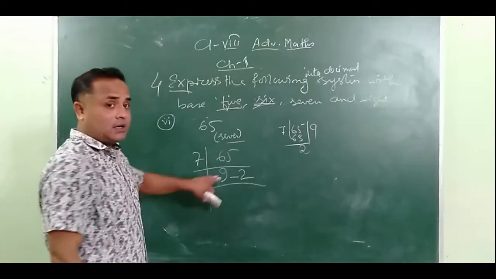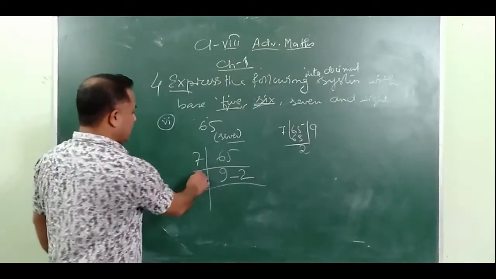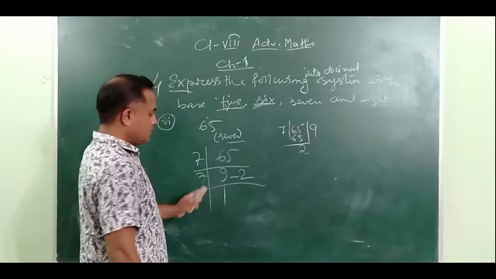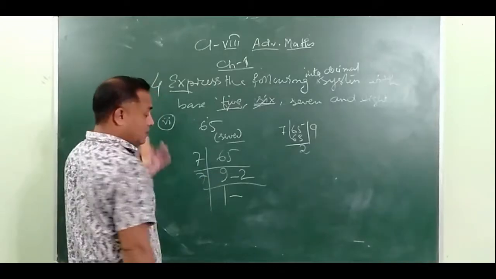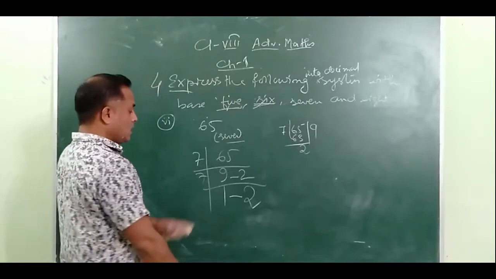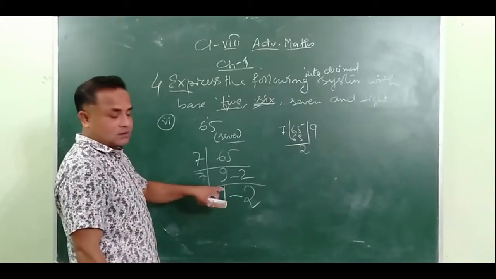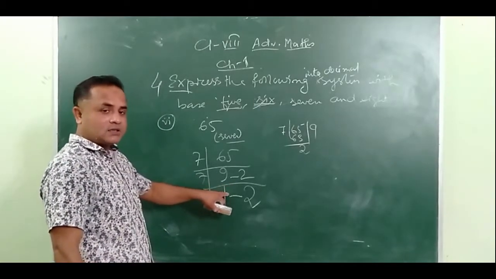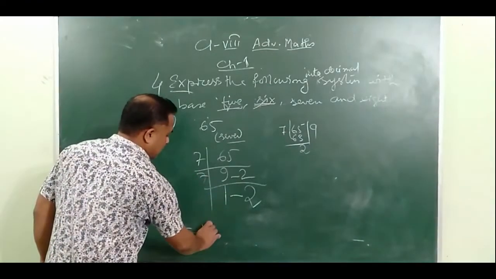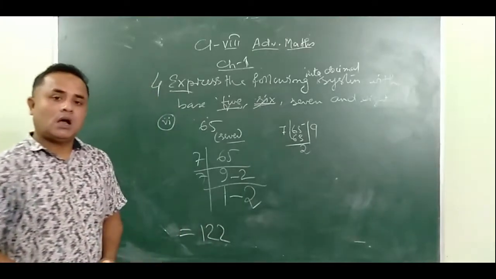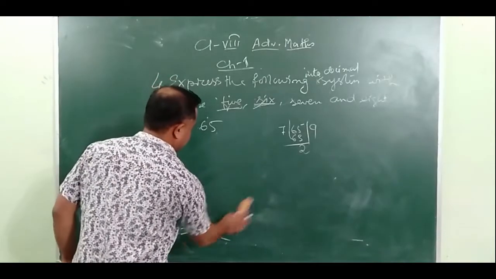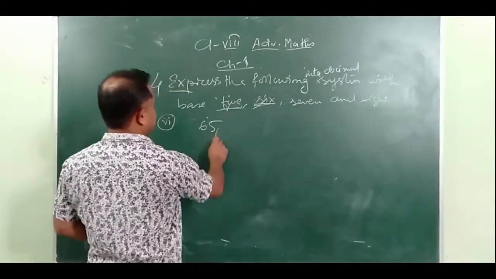Again this quotient turns into a dividend, and it is greater than the divisor, so we can proceed further. So how many times does it go? One time. So 7 into 1 is 7, again the remainder is 2. Again the dividend is smaller than the divisor, so we will stop here. Then we can write the answer. Similarly for base 8 also.